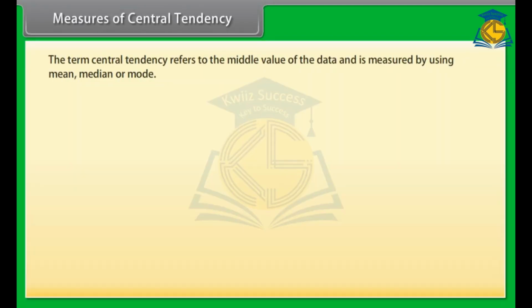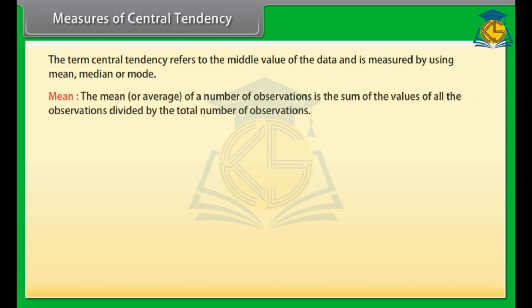Measures of central tendency. The term central tendency refers to the middle value or a typical value of the data and is measured by using mean, median or mode. Let's go through them one by one. Mean. The mean or average of a number of observations is the sum of the values of all the observations divided by the total number of observations. It is denoted by this symbol, read as X bar.